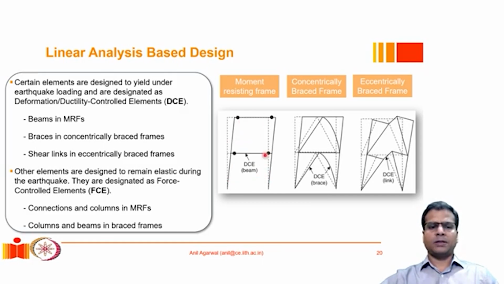For example, in a moment resisting frame, we cannot make a column a DCE, because if the column forms a hinge, that can lead to a significant destabilization of the system. So we usually don't prefer the column to develop a hinge. Therefore, the DCE would be the beam ends and the FCE would be the column and the column beam joint.